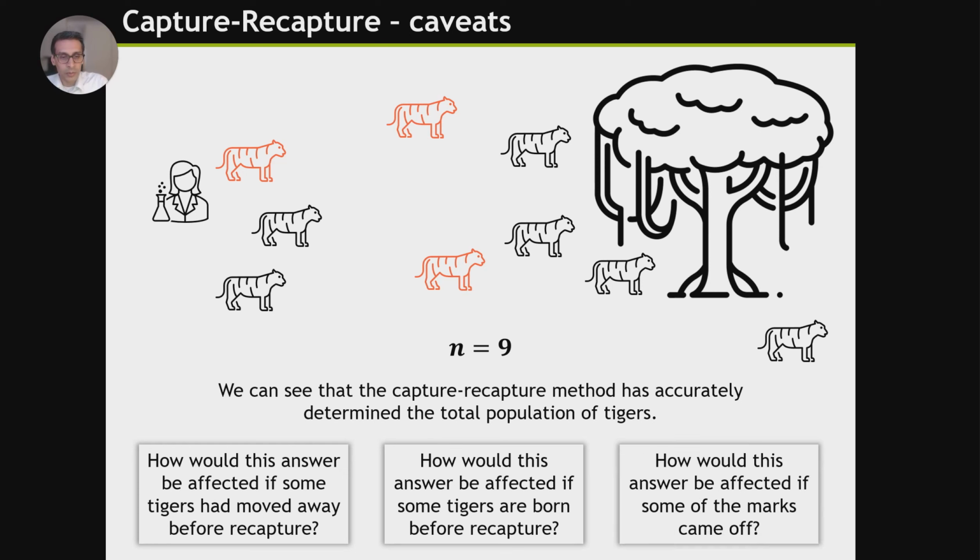And then another aspect to consider is, how would this answer be affected if some of the tags fell off or were not visible? That's again something that might affect your data. So these things you can mention in terms of strengths or weaknesses and how that might affect the final answer. Maybe it might result in you overestimating or underestimating a population.